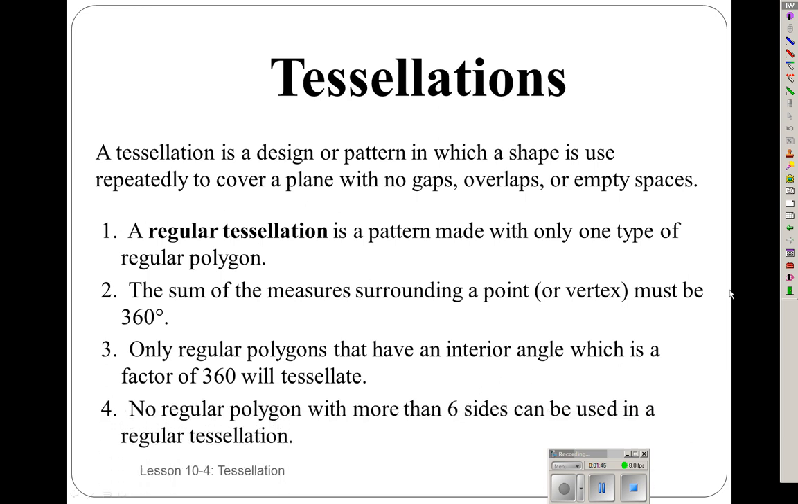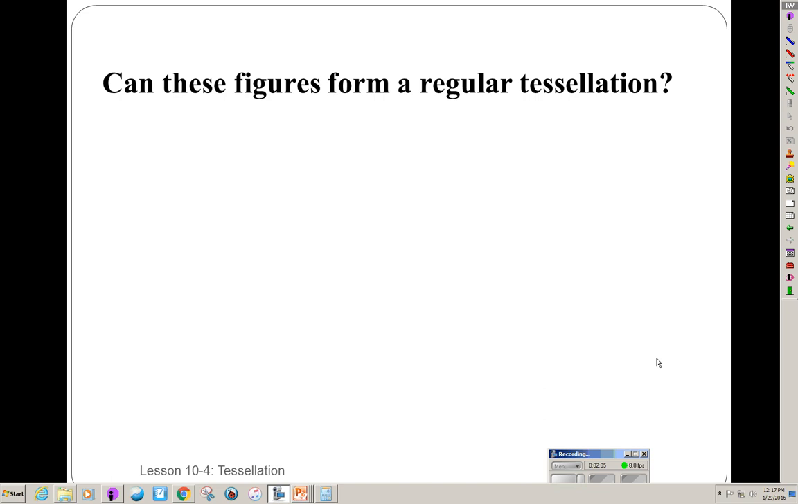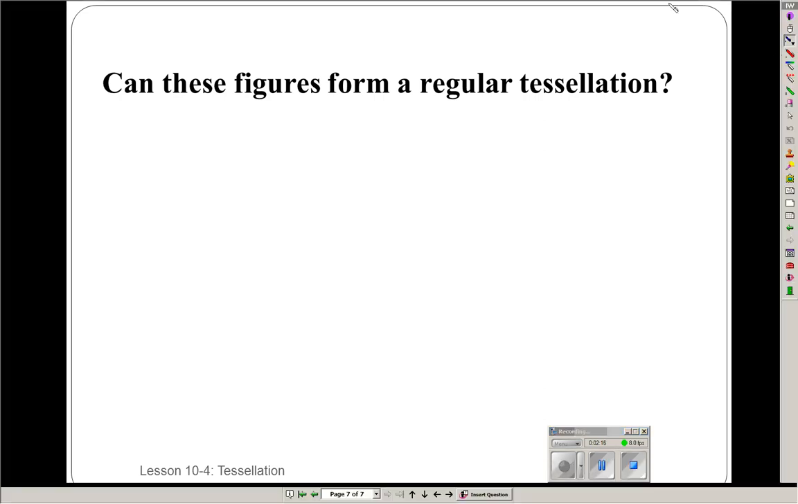And no regular polygon with more than 6 sides can be used in a regular tessellation. We will identify which of those polygons works as the lesson goes on. So let's try some examples. Can these figures form a regular tessellation? As we talk about these figures, you need to remember about the interior angles of a polygon.